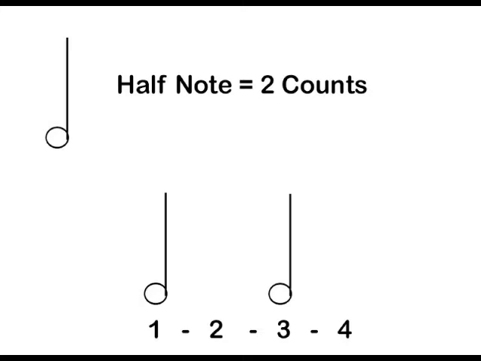So, in this example, if we had two half notes, we would count 1, 2, 3, 4, or down 2, 3, 4. So let's play this example of two half notes. Here's the count off. 1, 2, 3, 4. 1, 2, 3, 4. Once again. 1, 2, 3, 4. 1, 2, 3, 4.